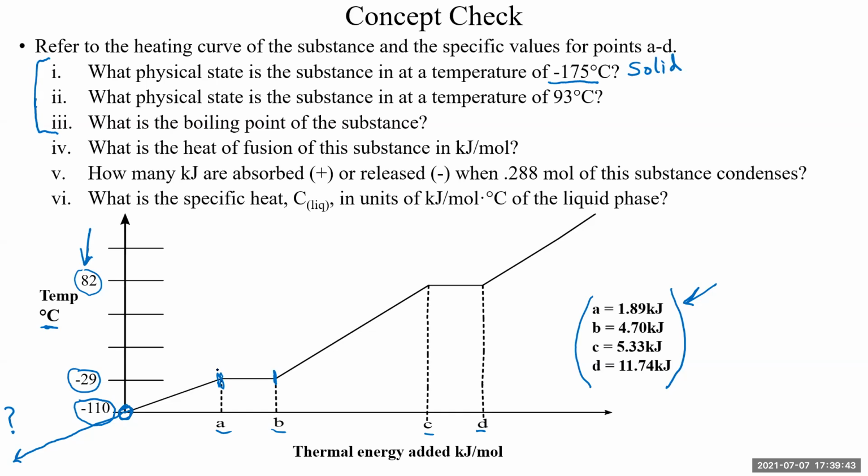Solid. Anything to the left of this point right here, or of this plateau, is solid. It doesn't matter whether it's on the graph or not. Making something even colder isn't suddenly going to reverse the physical states and turn it liquid again. Nature doesn't work that way. If it's solid at negative 110, it's going to be solid at negative 175. It's going to be solid all the way down to absolute 0. In fact, it's only going to get more solid, right? If such a thing even exists.